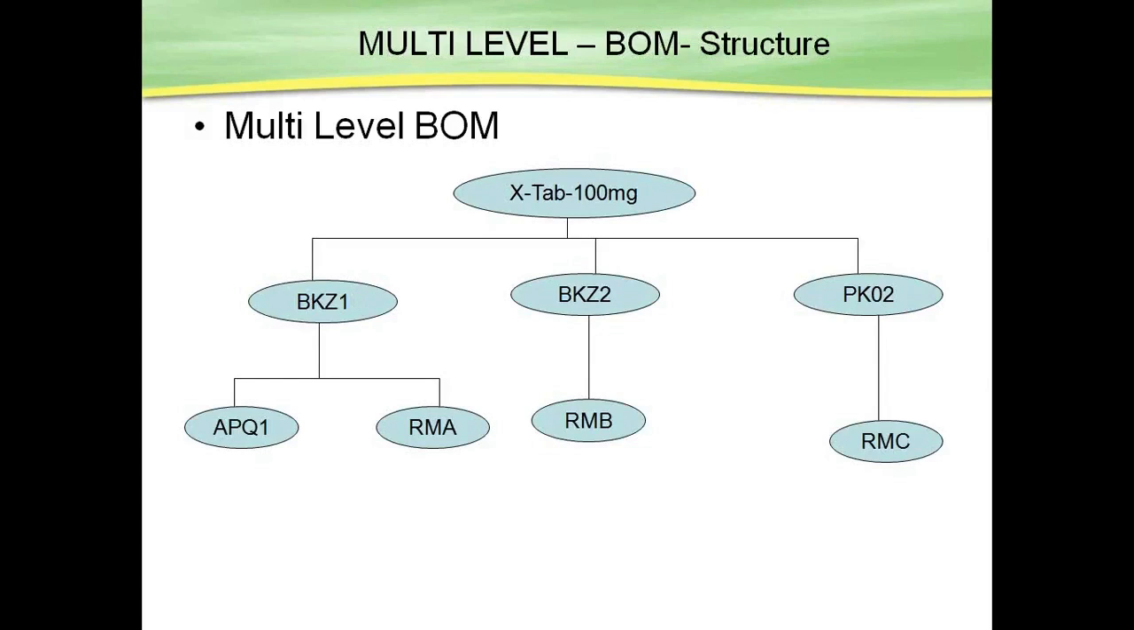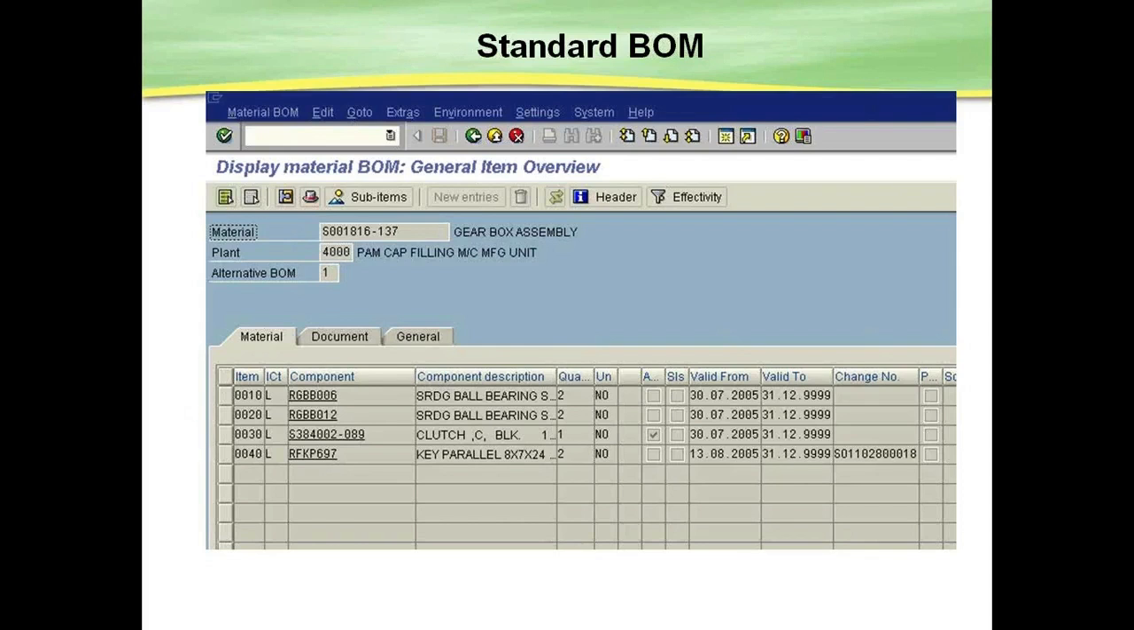Under the BKZ1, APQ1 and RMA are your raw materials. So first, how will the system come to know? First of all, we'll produce the BKZ1 with the help of raw materials APQ1 and RMA, and finally the BKZ1 material will be used for producing my 100 mg tablet. This is called the multiple level bill of material. This is the structure of a bill of material.